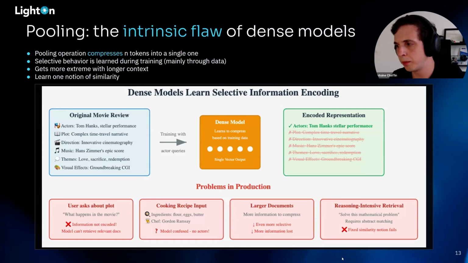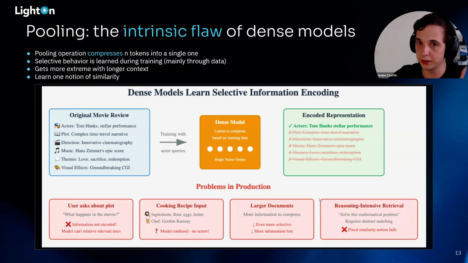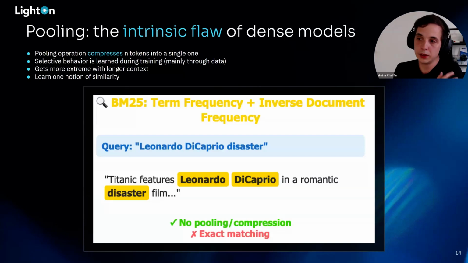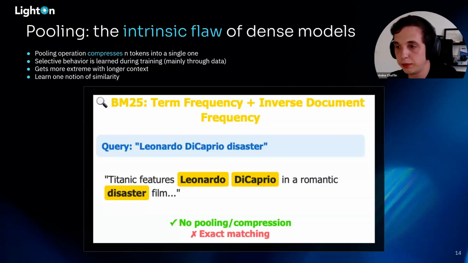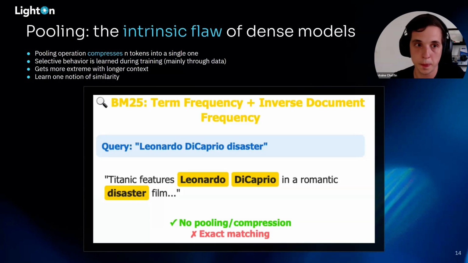And so likewise, my intuition about why single vector models struggle a lot on reasoning intensive retrieval is because to compress the information, the model has to learn one given notion of similarity. And so it cannot be applied to a more abstract matching that isn't present in the training data. And so now you can see why BM25 is actually very competitive on this aspect. Essentially, there is no compression, so we keep all the information. And this is very helpful when applied to new domains, long documents, or reasoning intensive retrieval.